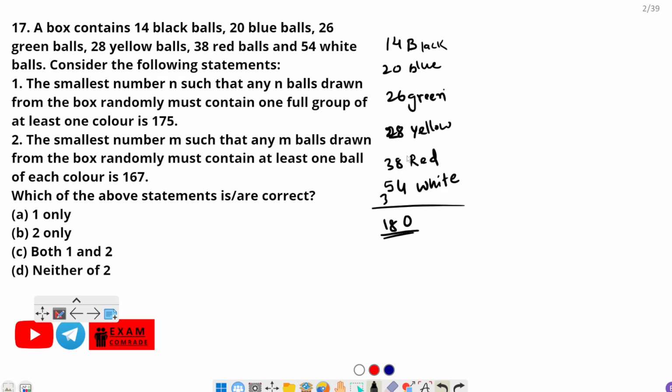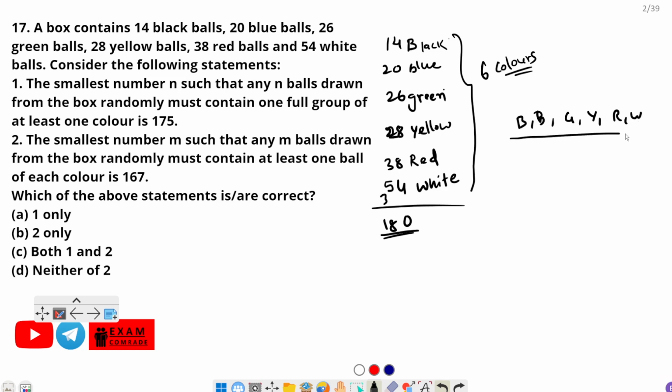The first statement is the smallest number n such that any n balls drawn from the box randomly must contain one full group of at least one color. Okay, so how many colors? There are total 6 colors. To find the answer, I'll keep one ball of each color aside: one black, one blue, one green, one yellow, one red, and one white ball. The remaining is 180 minus 6, 174.